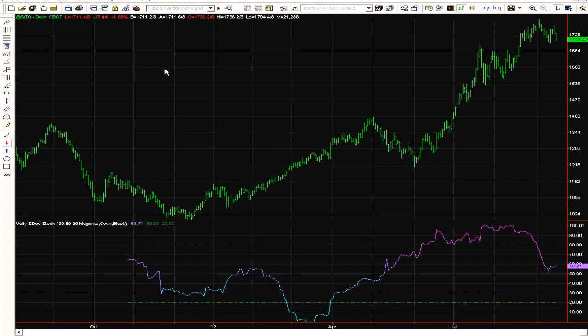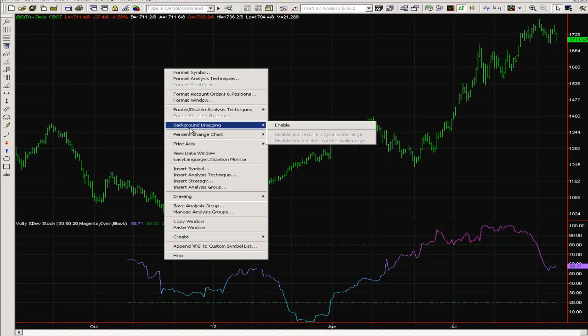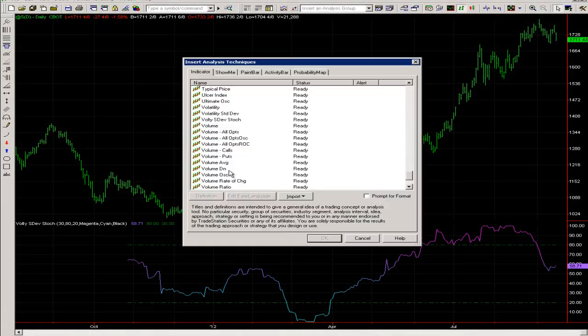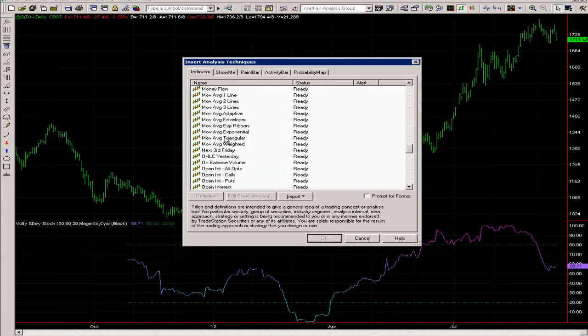All right. The other thing we want to do is add what we call a stock standard GMT moving average. The reason we're going to do that is so we can objectively test what the direction of the market is.